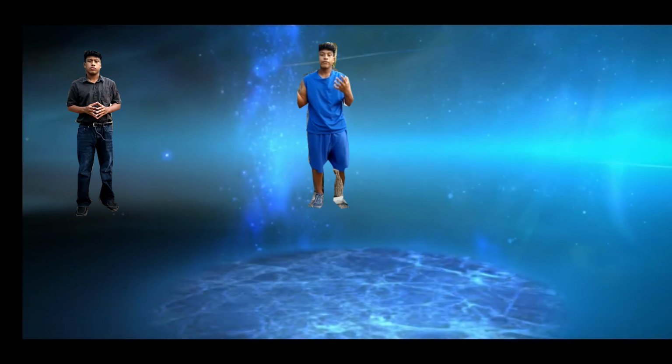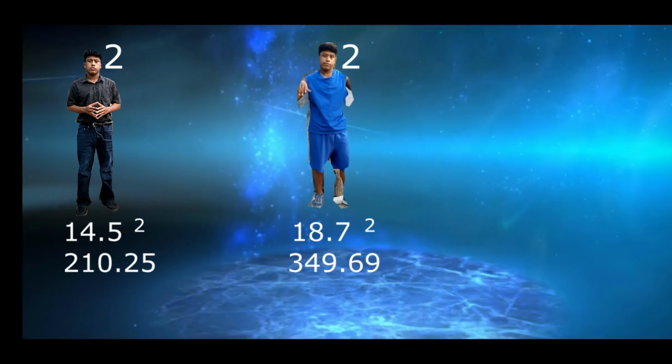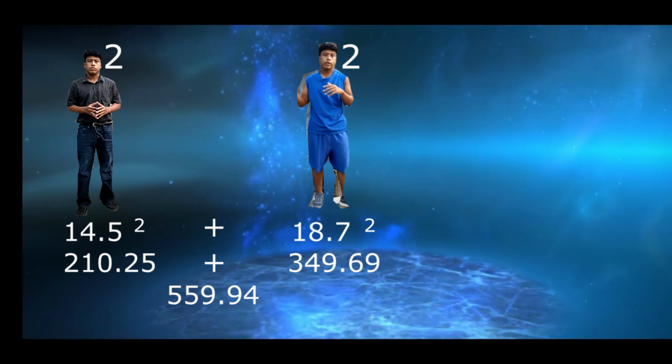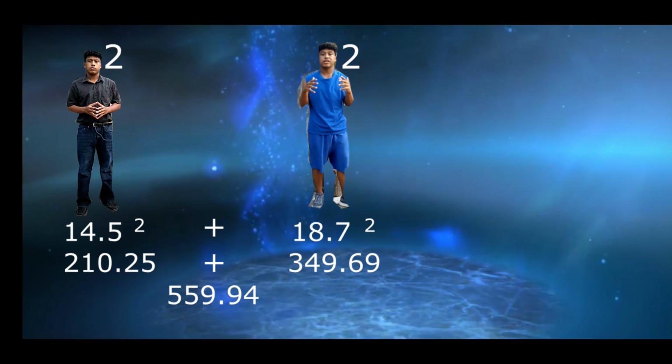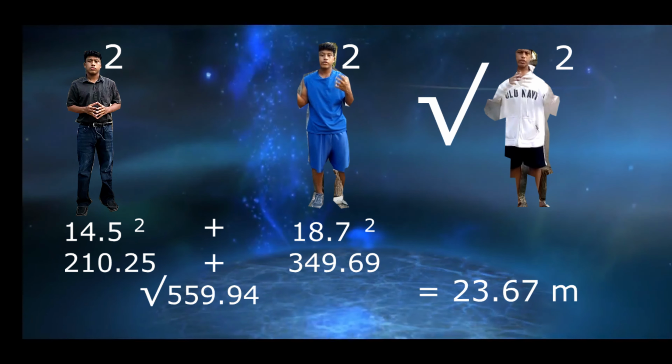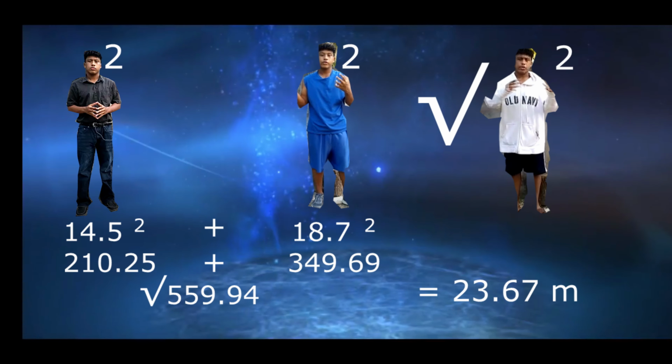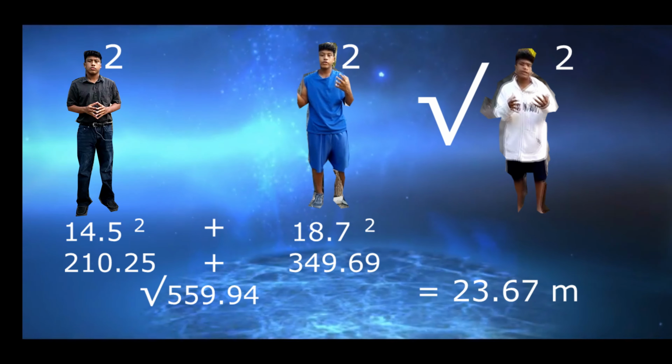So now all we have to do is square our A and B values and then add them together. It doesn't really matter which one of our values are A and B as long as the hypotenuse is C. We square both sides of the equation and we get the distance of the churchyard was 23.67 meters.